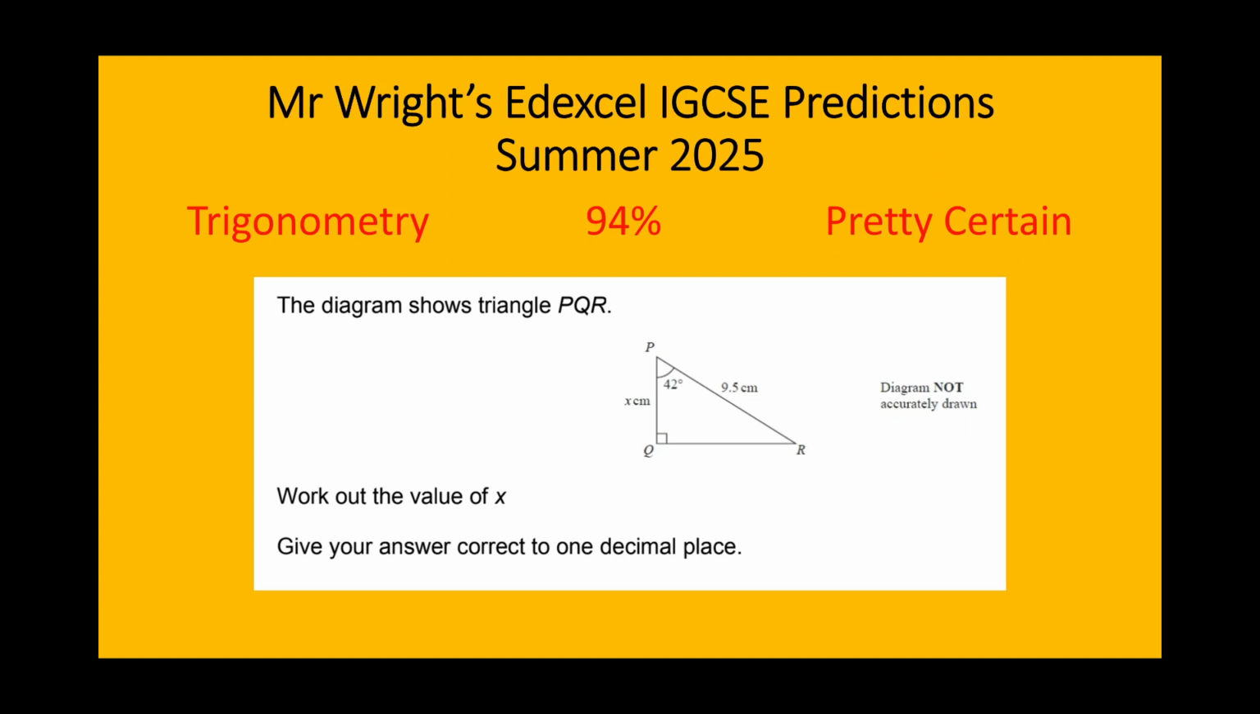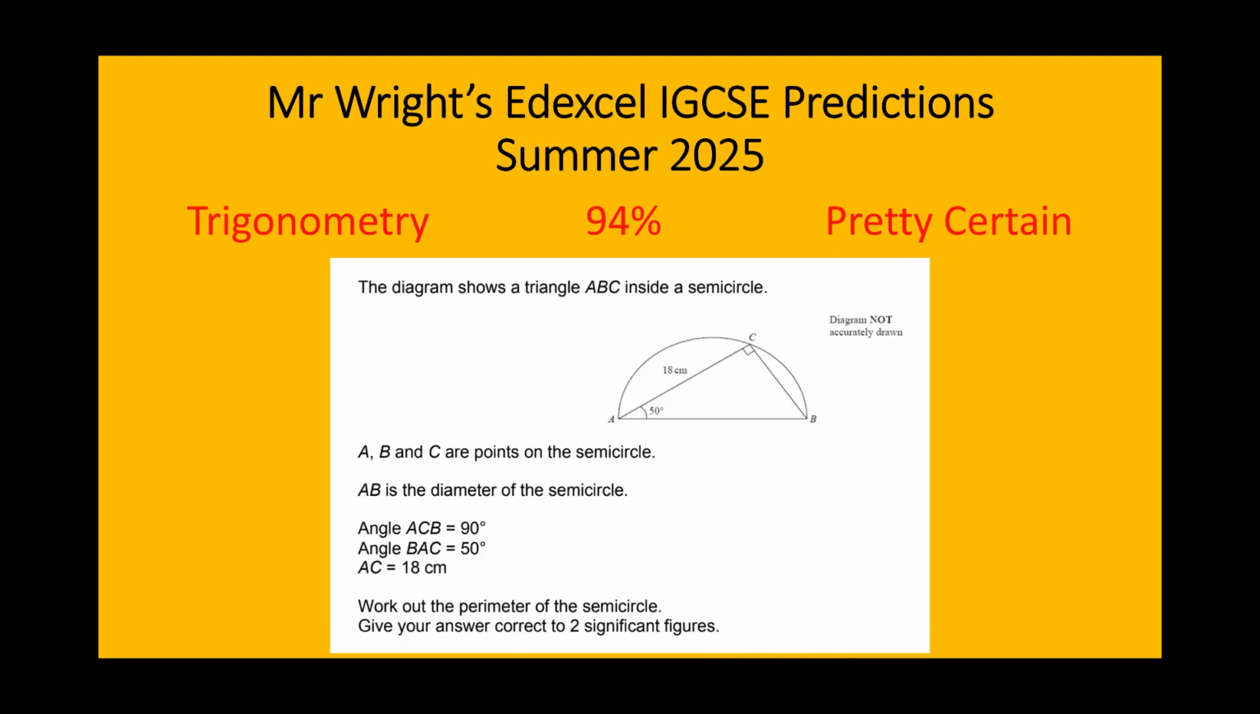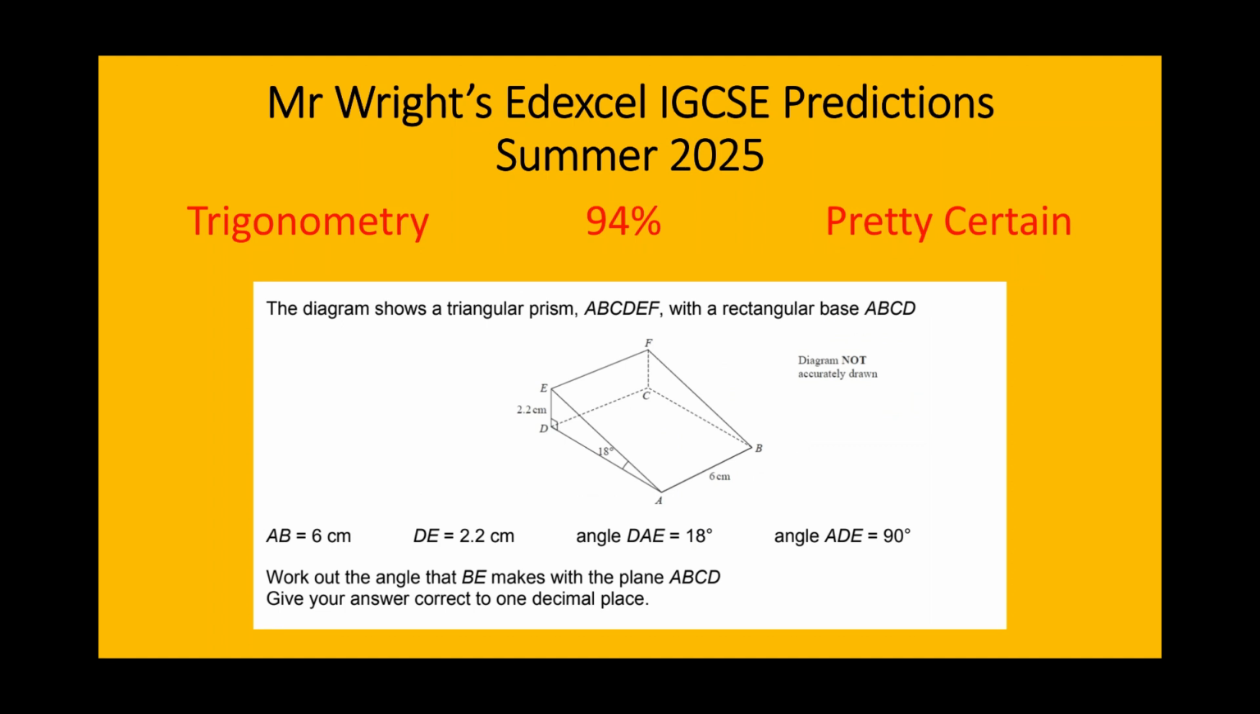Trigonometry. At the easier end, we are looking at using SOHCAHTOA in right-angled triangles in 2 dimensions, perhaps to find a side, perhaps to find an angle. Here's another example of a trigonometry question in 2 dimensions where there's some context, where the trigonometry is slightly more hidden in the context of the question. And here's an example of using trigonometry in 3 dimensions.